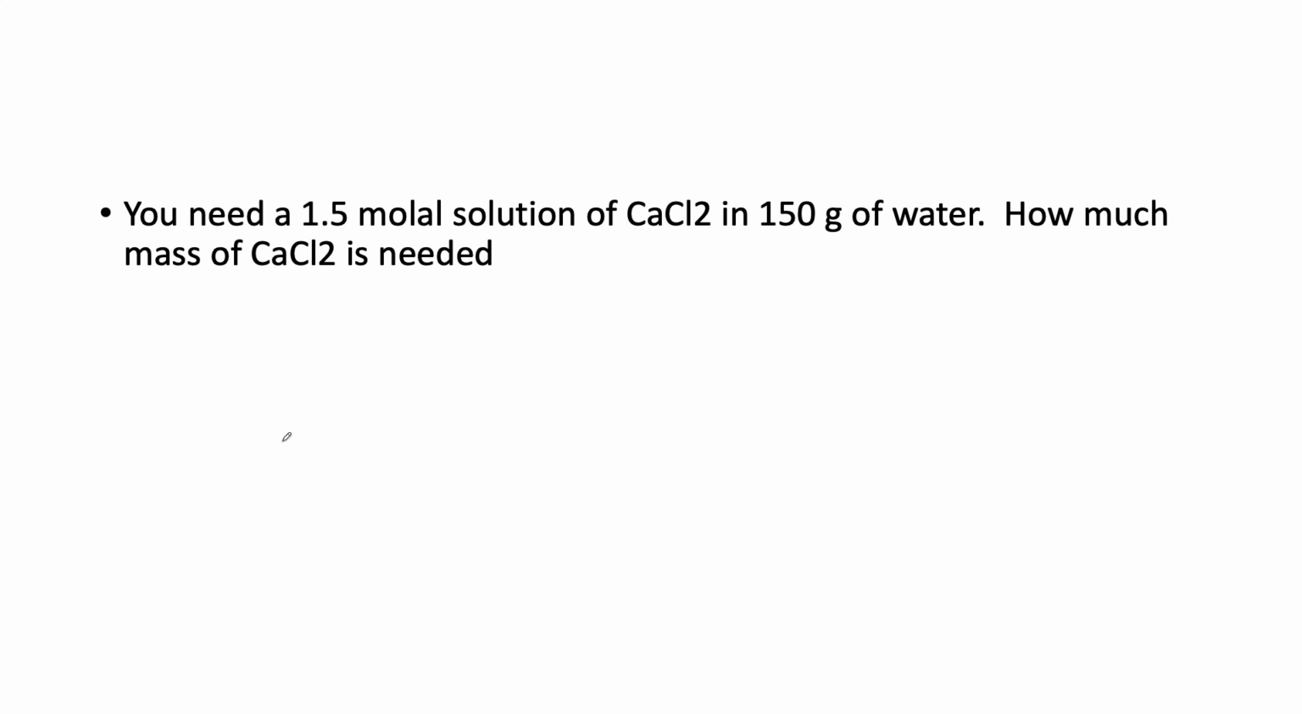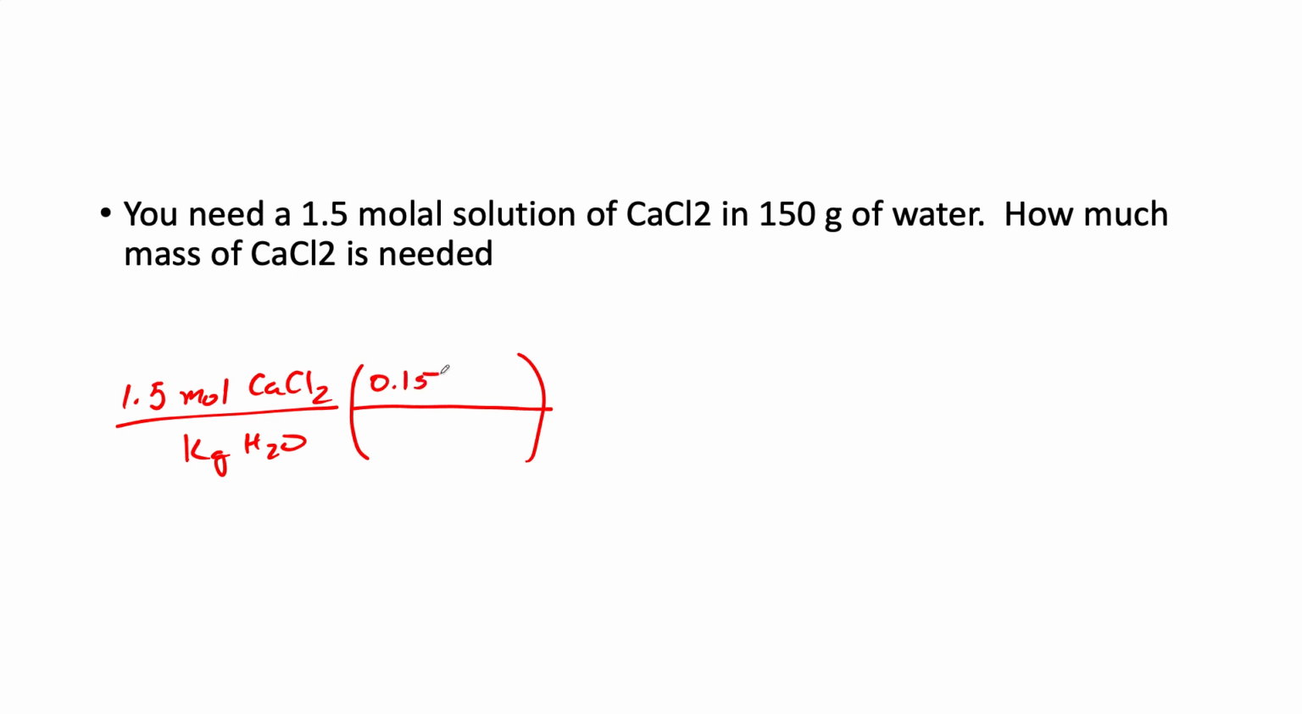So last question. We got a 1.5 molal solution. So this is moles of calcium chloride per kilogram of H2O. And we want to know how much mass of calcium chloride we need. Well, we got 0.150 kilograms of H2O. This comes from over here. 150 divided by 1,000 gives me 0.150 kilograms.